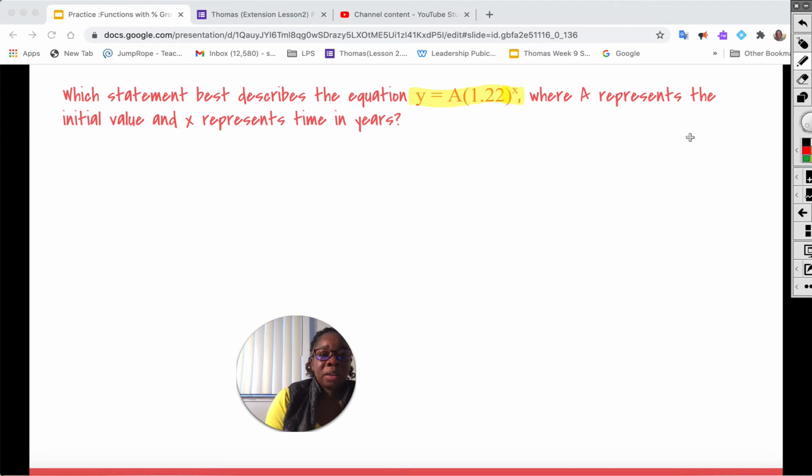And if we go back to what we know about exponential equations, remember it comes in the general form y is equal to a times b raised to the x. And the a is our initial value and the b is our growth factor.